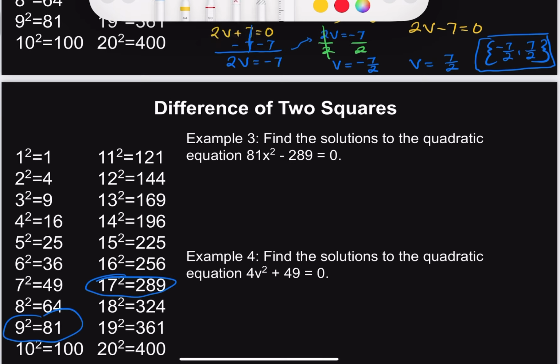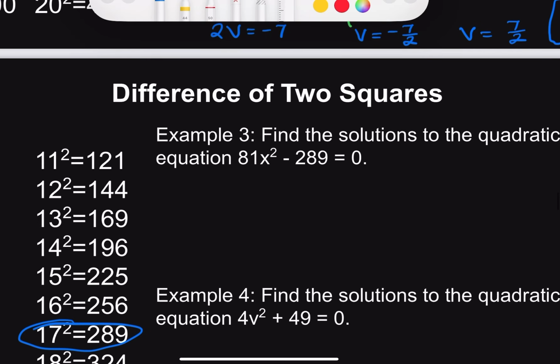So we're going to take the square root of each. Now, I'm going to do it here as a shortcut. The square root of 81x squared, and I want to put the parentheses ahead of time. Set it equal to 0. Square root of 81 is 9. Square root of x squared is x, excuse me.